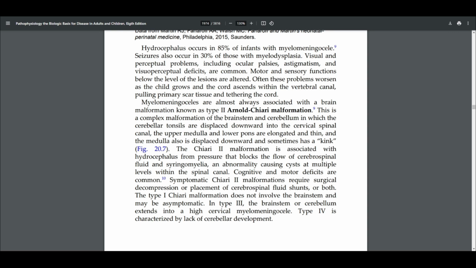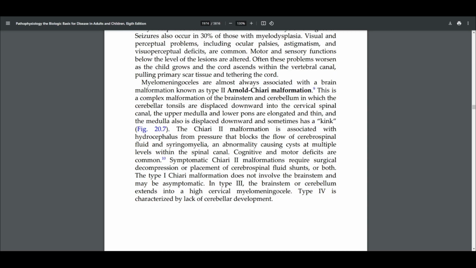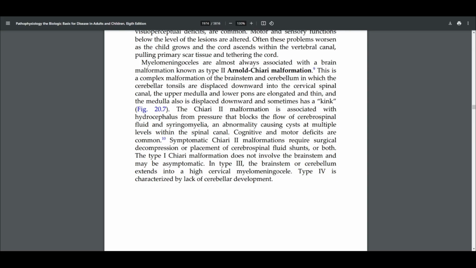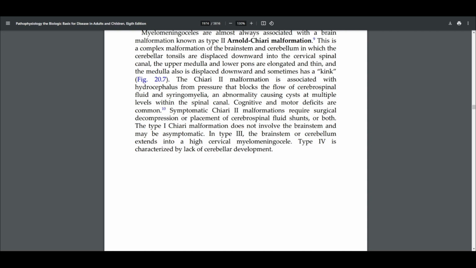and tethering the cord. Your myelomeningoceles are almost always associated with a brain malformation known as a type 2 Arnold-Chiari malformation. This is a complex malformation of the brainstem and the cerebellum, in which the cerebellar tonsils are displaced downward into the cervical spinal canal. The upper medulla and lower pons are elongated and thin, and the medulla also is displaced downward and sometimes has a kink. The Chiari 2 malformation is associated with hydrocephalus from pressure that blocks the flow of the cerebrospinal fluid within the spinal canal.